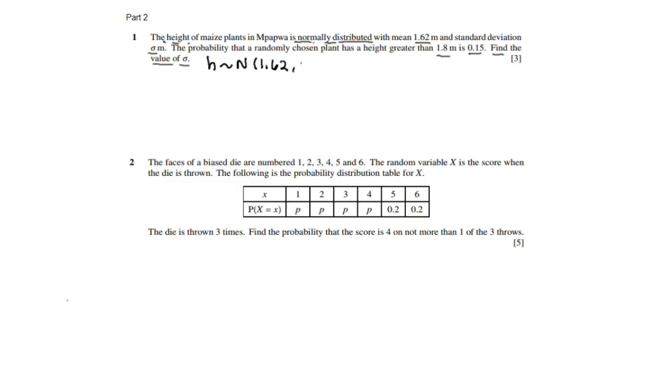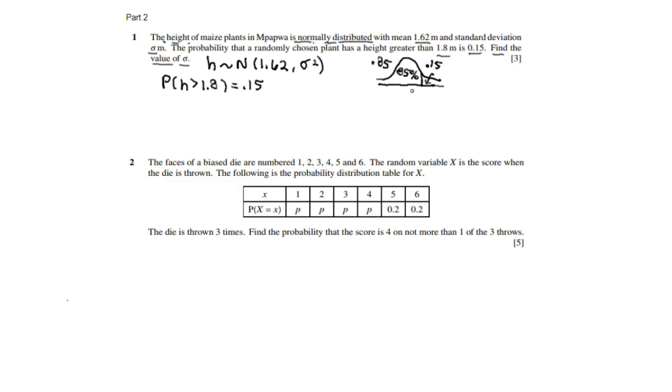Alright, so we know it's a normal distribution. And we know what the mean is. We don't know what the variance or the standard deviation is. So we know that the probability of the height being greater than 1.8 is 0.15. If we take a quick look at the graph, we can see that if it's greater than 1.8 and the area is only 0.15, it's got to be on this side of the mean. Now 0.85 or 85% is on the other side.